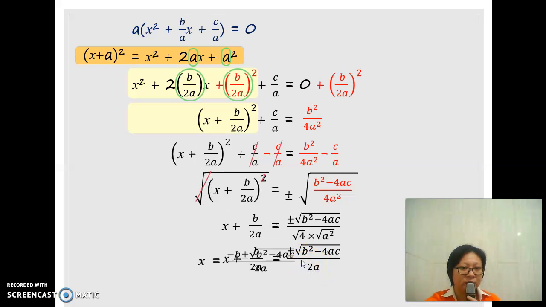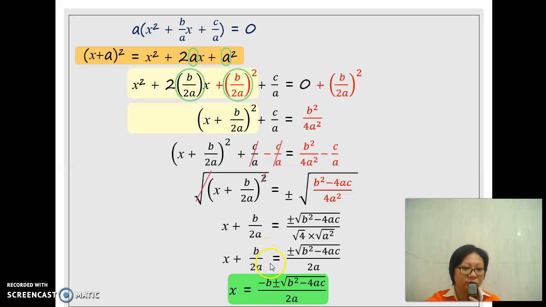And then I'm going to isolate the x by removing the b over 2a. Using the balance method, to remove b over 2a, I put negative b over 2a on the left side of the equal sign. If I put negative b over 2a on the left side of the equal sign, I need to put negative b over 2a on the right side of the equal sign. And then I simplify into x equals negative b plus or minus the square root of b squared minus 4ac, all divided by 2a. This is how we derive the quadratic formula from the process of completing the square.